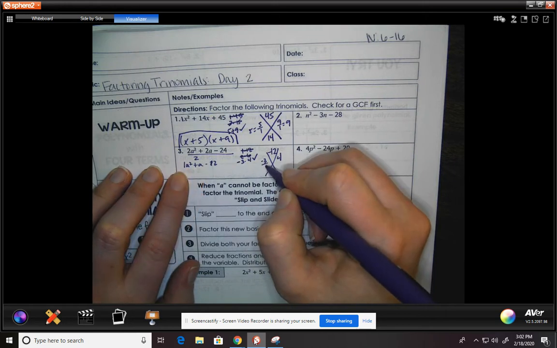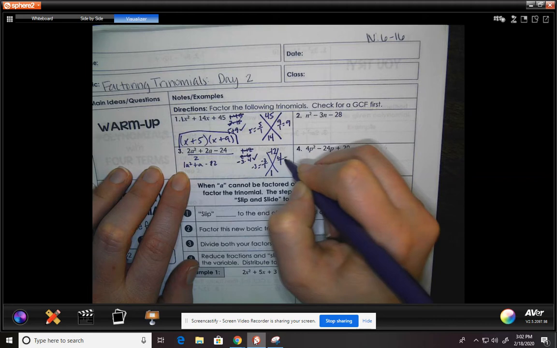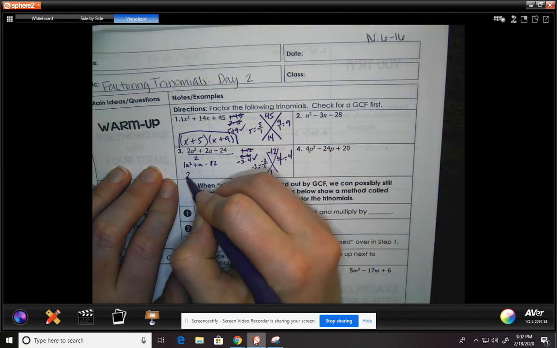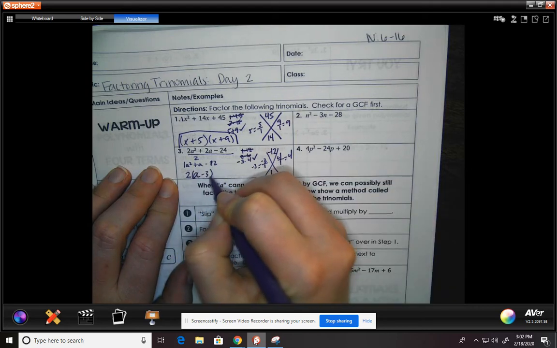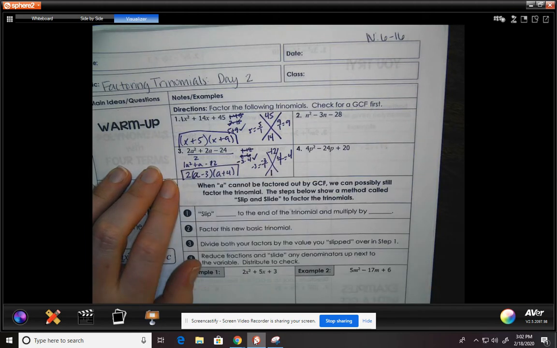Divide by that leading coefficient, the new one, of 1. That gives me negative 3. That gives me 4. So I write my GCF first, which is 2. And then I would have a minus 3 and a plus 4. And there would be my answer.